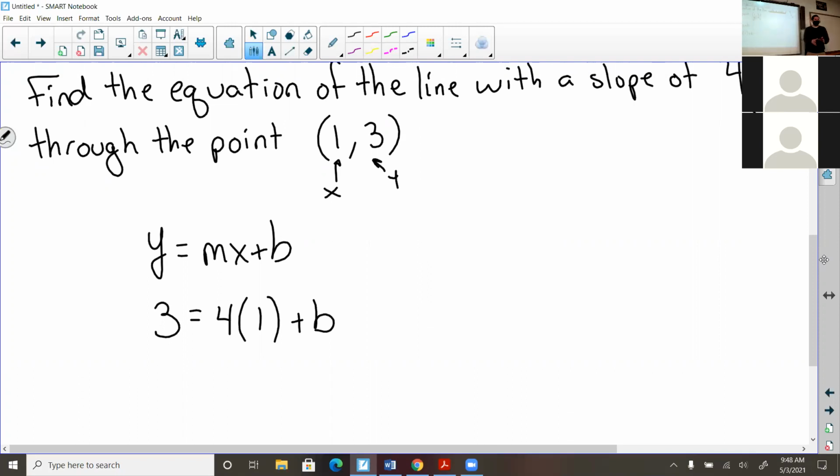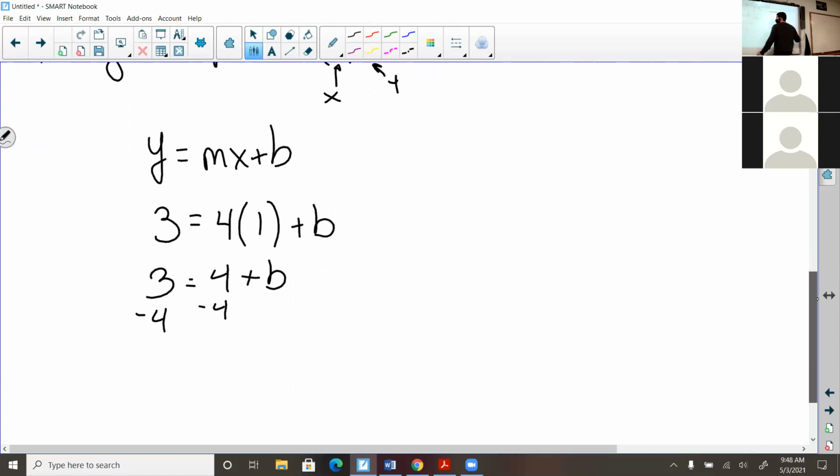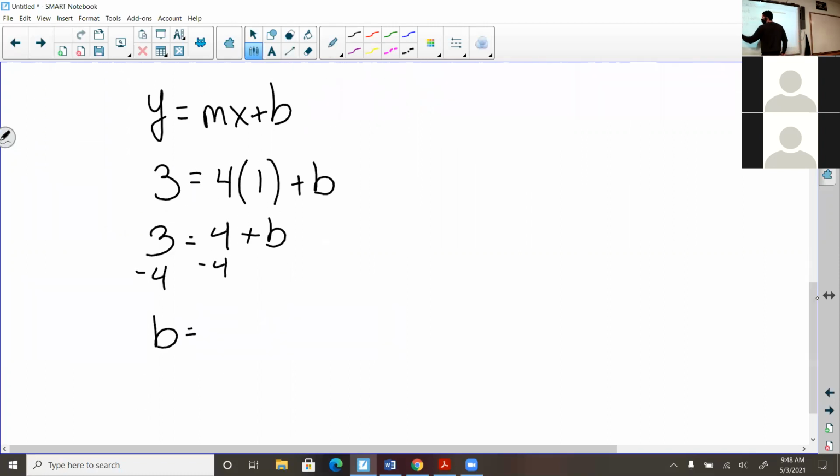So this is just an instantaneous moment in time. When x is 1 and y is 3, we're going to work backwards using that slope to figure out what the y-intercept should have been. And then from there, we can write the equation. So 3 = 4 + b. Subtract 4, and I know that my b value is -1.